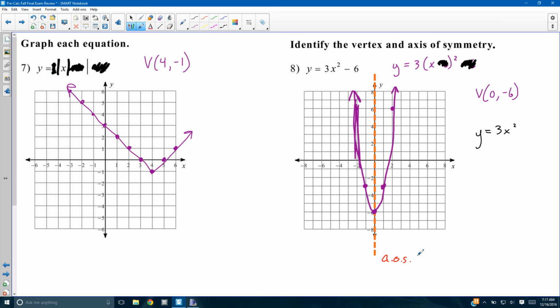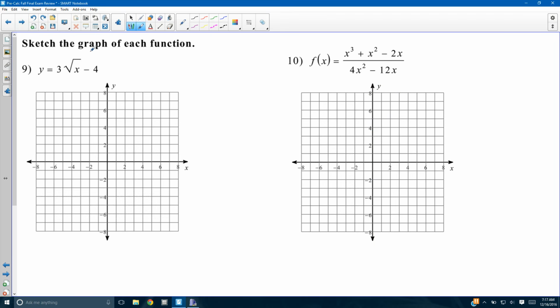My axis of symmetry is this line, not a curve. I'm sorry, not a point. It's a line, x equals 0. This one, once again, would be x equals 4. It's the line that determines where the points reflect across. And not every kind of graph has them. These two do.